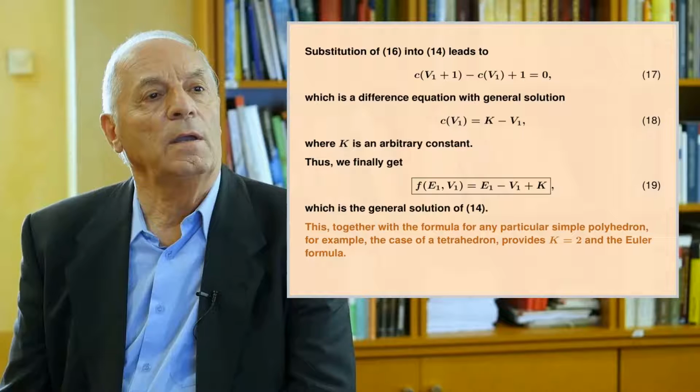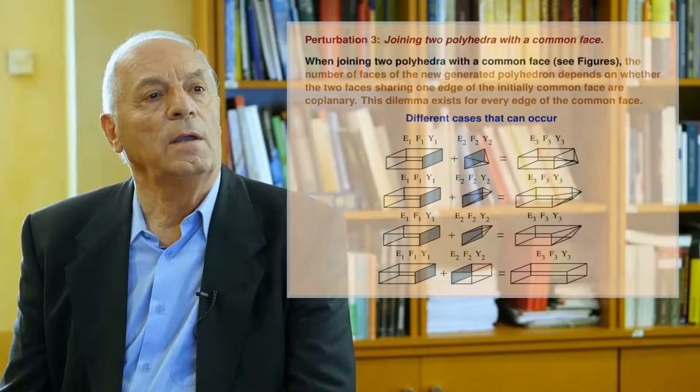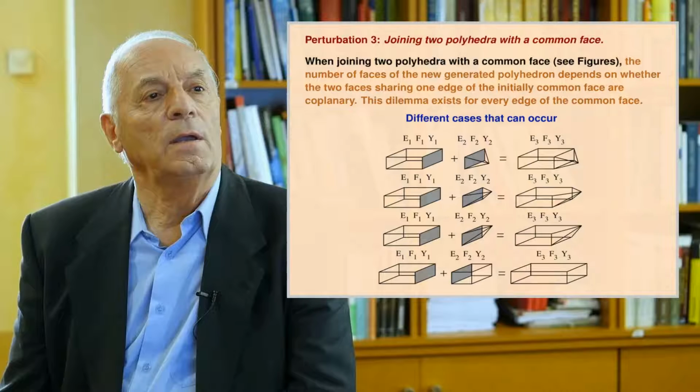Thus, replacing this into 16, we get expression 19. As before, this together with the formula for any particular simple polyhedron, for example the case of a tetrahedron, provides k equal to 2, that is the Euler formula. Our perturbation 3 consists of joining two polyhedra with a common face.